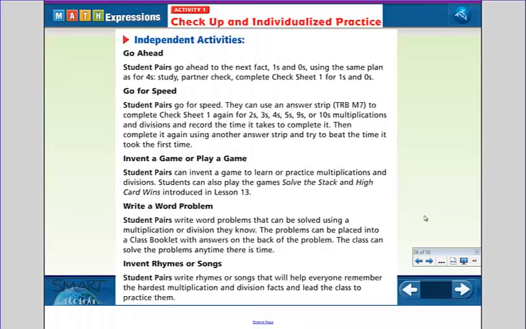Make sure you're coming up with some new games. I invented a game where you're using your 8s. Write a word problem. Go for speed. See if you can go fish with your 8 times tables using your answer fact cards that we gave to you.